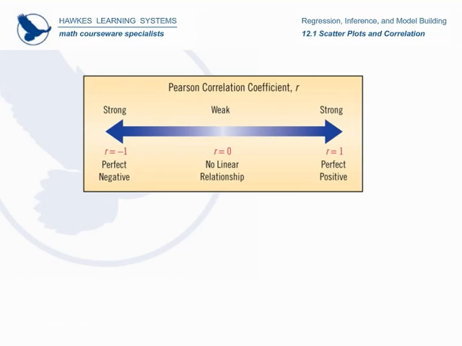So we have a graphic to determine Pearson's correlation coefficient. And we take a look at whether we have a strong negative correlation where r equals -1, and that's a perfect negative correlation coefficient, or we have a weak or nonlinear relationship where r equals 0, or we have a strong positive correlation coefficient where r equals 1.